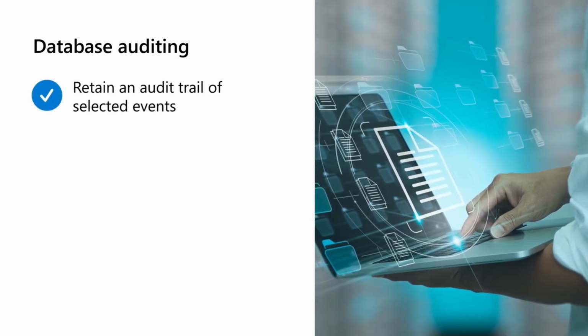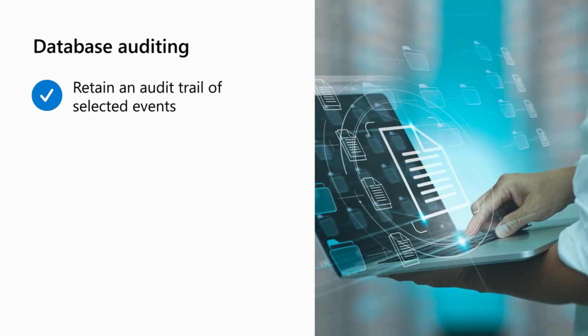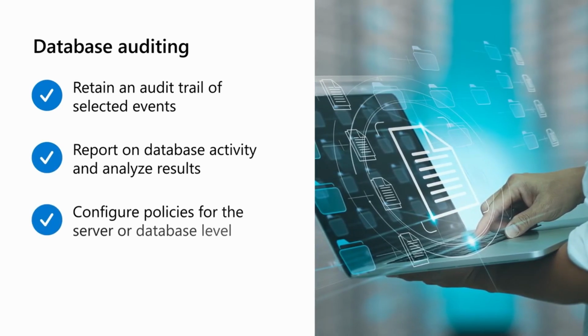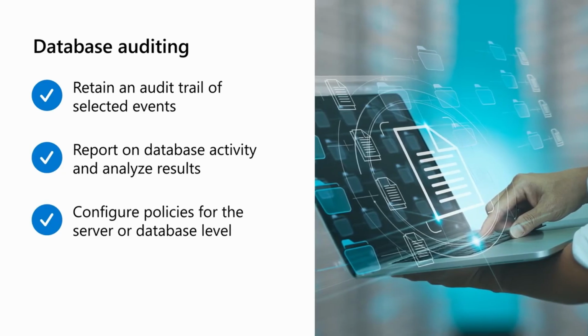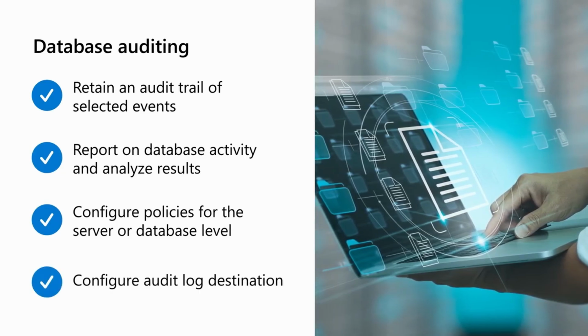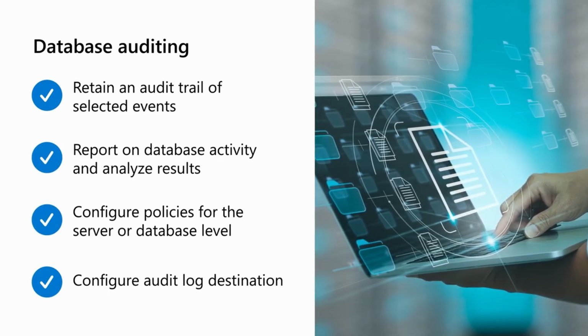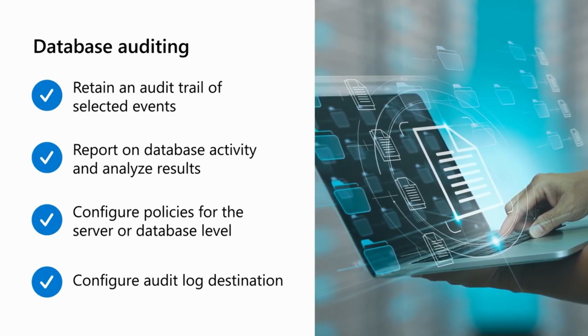Firstly, retain an audit trail of selected events. Report on database activity and analyze results. Configure the policies for the server or database level. Configure audit log destination. So, a new server policy applies to all existing and newly created databases. We have now come to the end of this video. In this video, you learned how to set up auditing on your system.